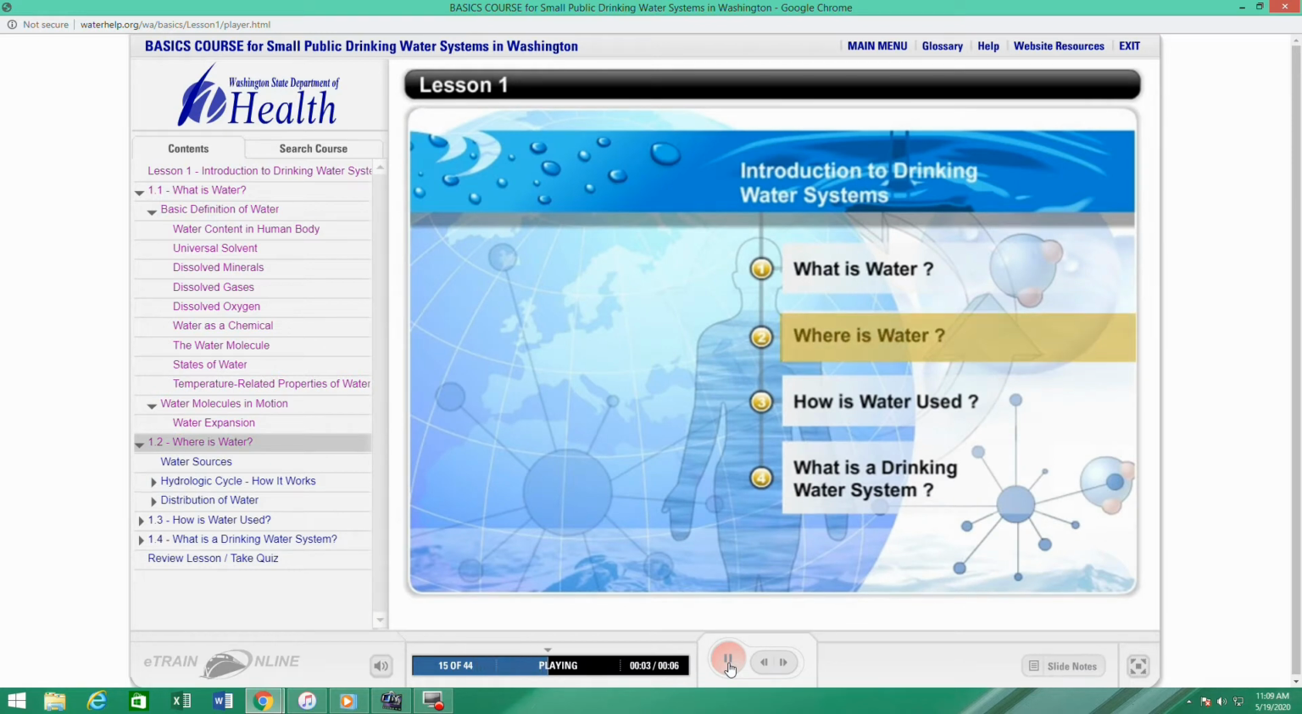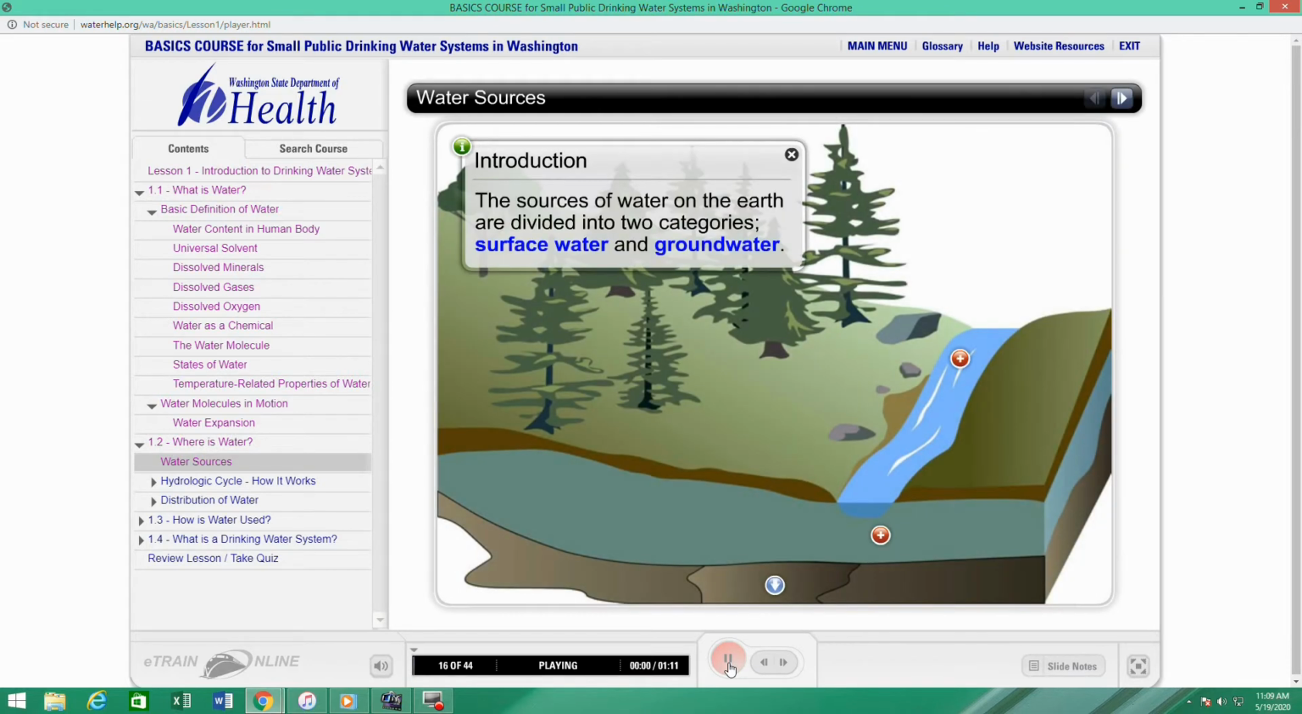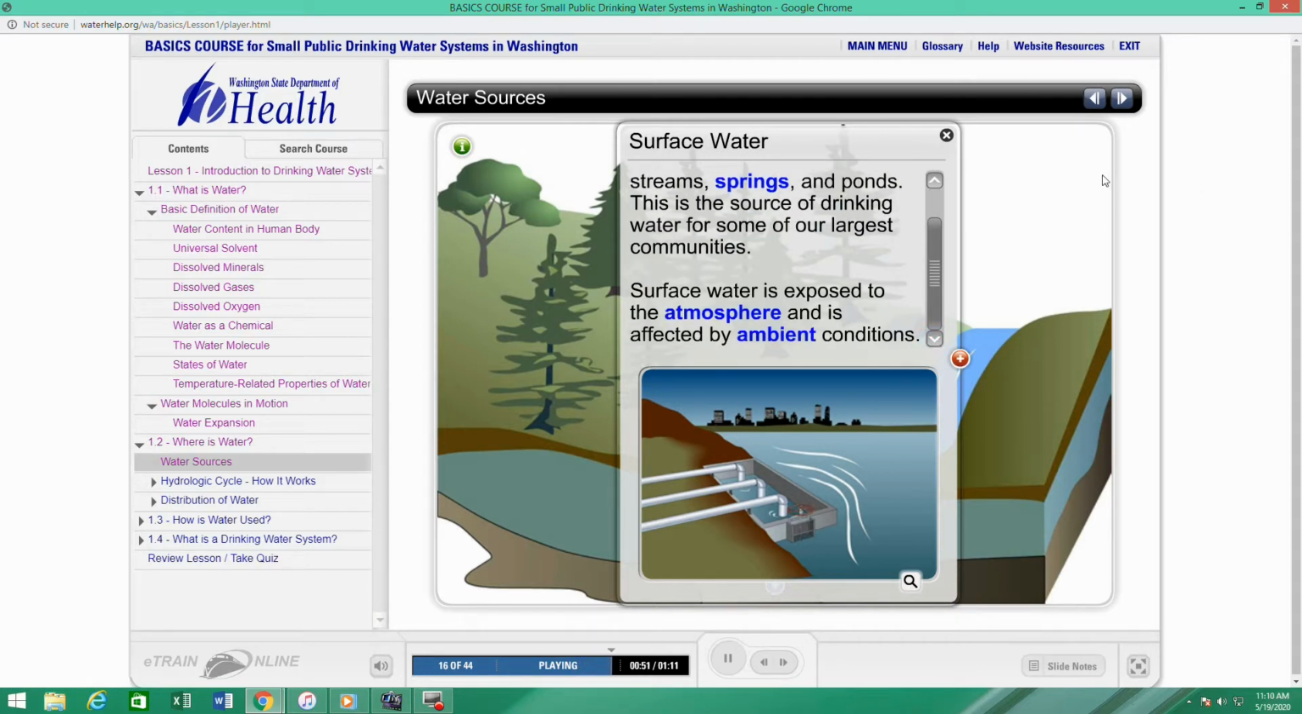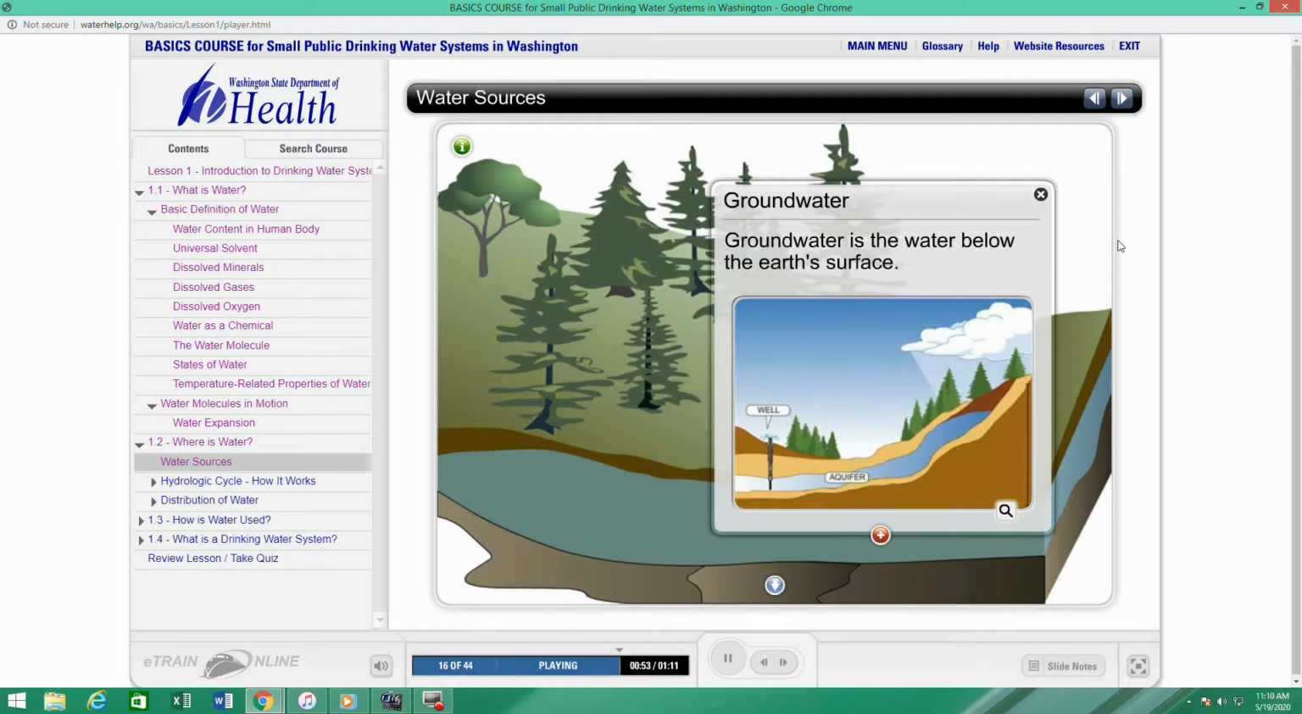Section 1.2, Where is water? Water sources. The sources of water on the earth are divided into two categories, surface water and groundwater. Surface water is water that is found in the oceans, lakes, streams, springs, and ponds. This is the source of drinking water for some of our largest communities. Surface water is exposed to the atmosphere and is affected by ambient conditions. Groundwater is the water below the Earth's surface.